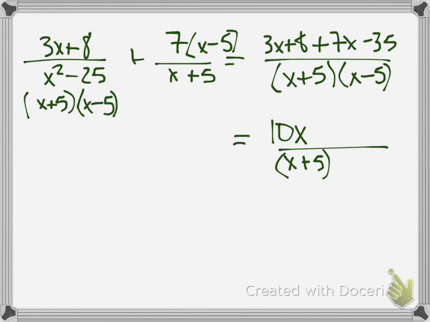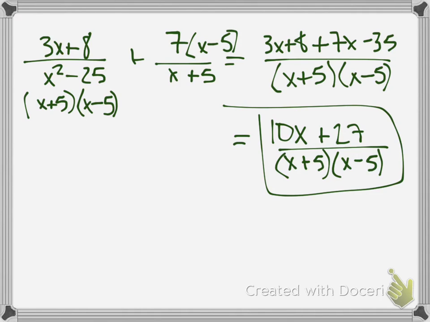And then combine your like terms. 7x plus 3x is 10x. 8 minus 35 should be a negative 27. I'm not exactly sure why I have a plus 27, because nobody ever corrects me like the way they should. So there you go.